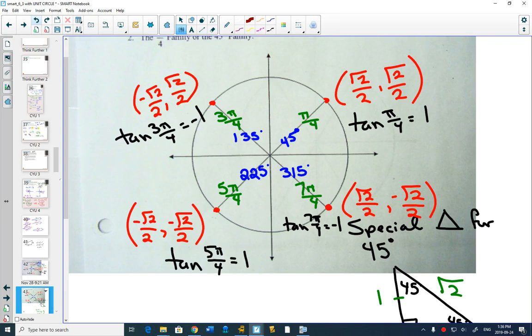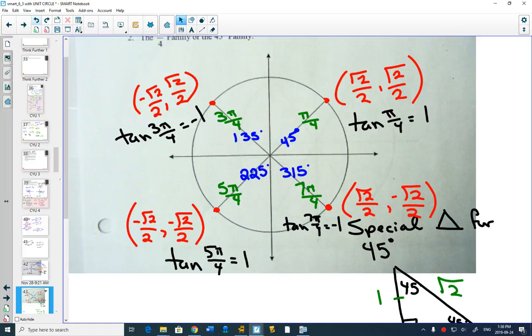And finally, in quadrant 4, I'd get negative 1 again. And all of a sudden, do you see how the big ideas of the unit circle explain the CAST rule?